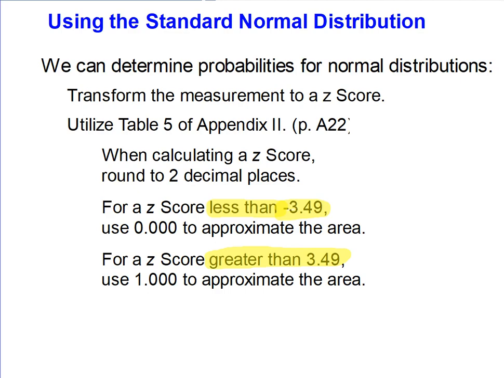There's a table in the back of the book, the binding. There's also one on page 822 if you want to use that one. I would just strongly suggest using the one in the very back of the book. For a z-score less than -3.499, you're going to get 0 as your area. And anything greater than 3.49, you're going to use 1 or 100%. The table always gives you the area underneath the curve that's to the left of that particular z-score.